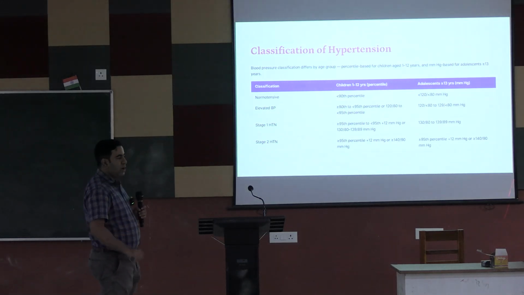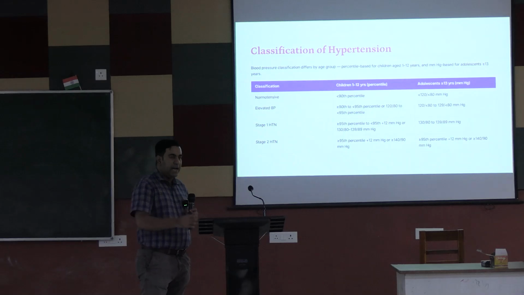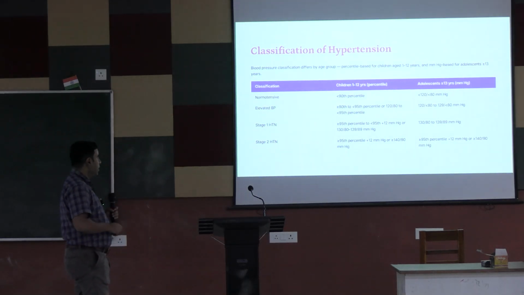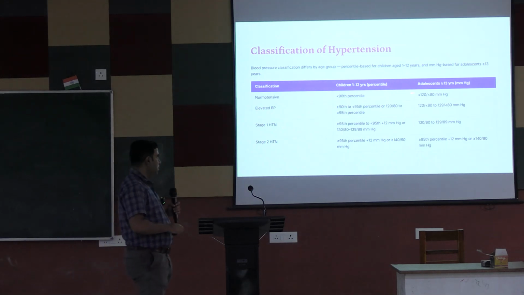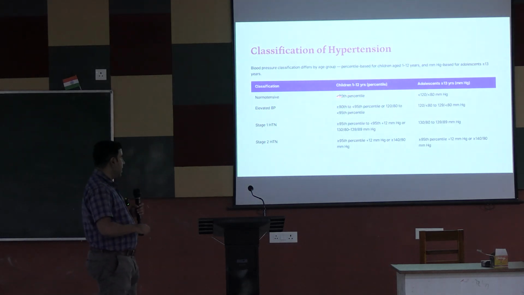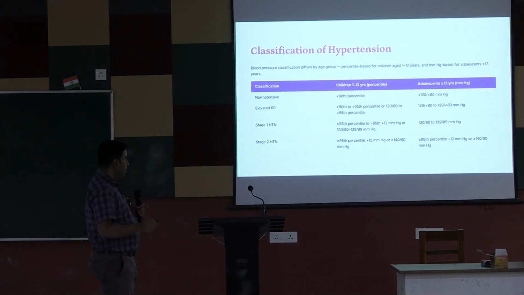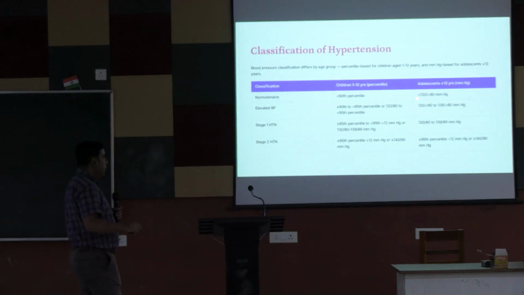Classification of hypertension: when we will call a child to be hypertensive, there is a specific cutoff, okay, for 1 to 12 year, means pediatric age group. The normotensive is when BP is less than 90th percentile for the age and sex, means BP depends on the age, sex, and height. Okay. And adolescence, it is less than 120 and less than 80.